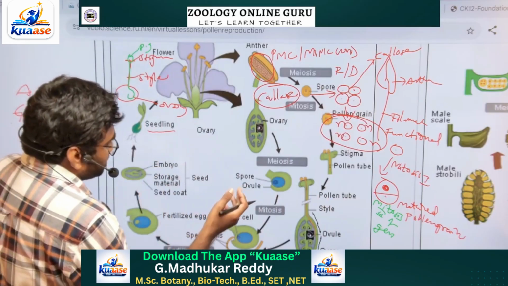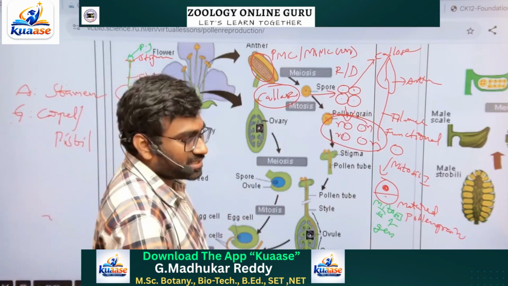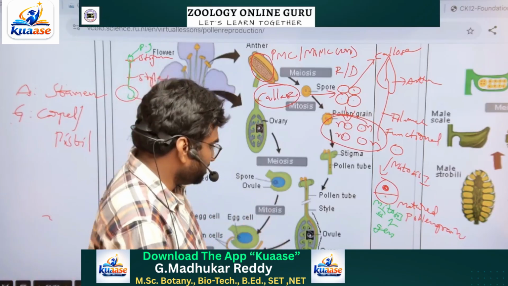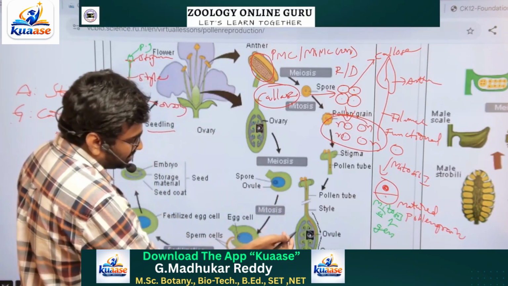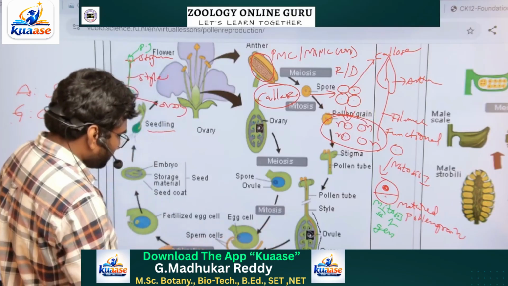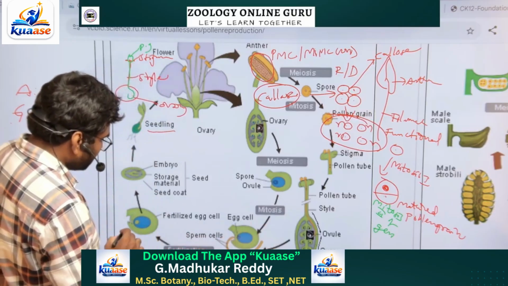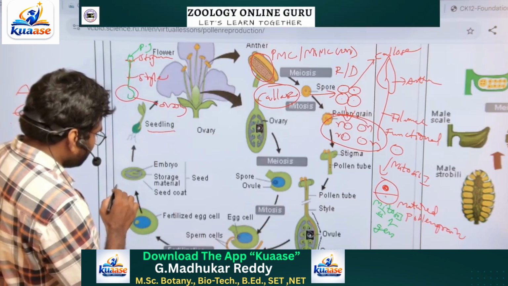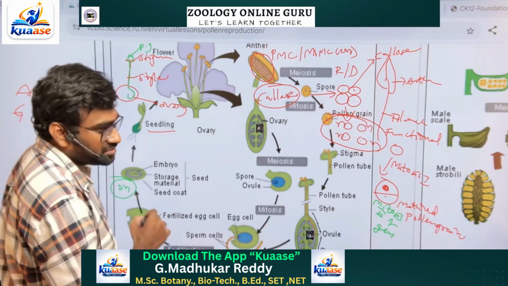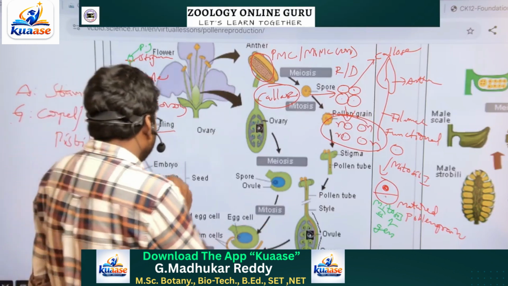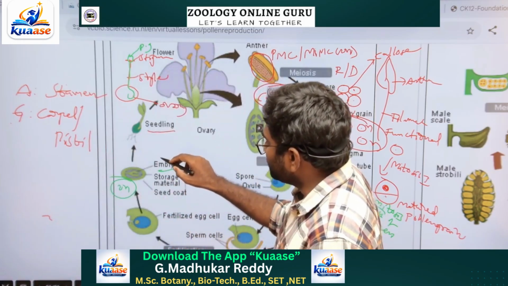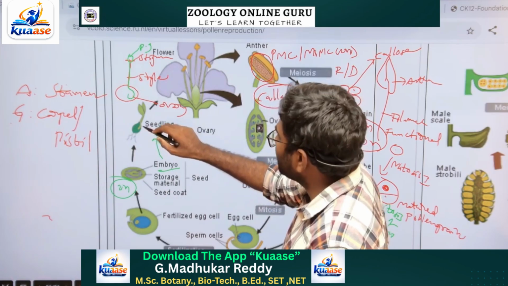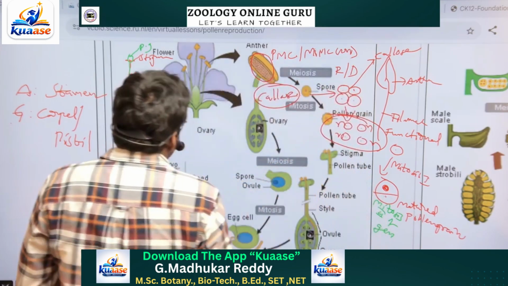Due to the fertilization, the egg cell fuses with the male gamete, and a zygote will be formed, which is diploid in nature. From the zygote, an embryo is formed. From the embryo, a small plantlet is formed. From the plantlet, a complete plant is formed, right.